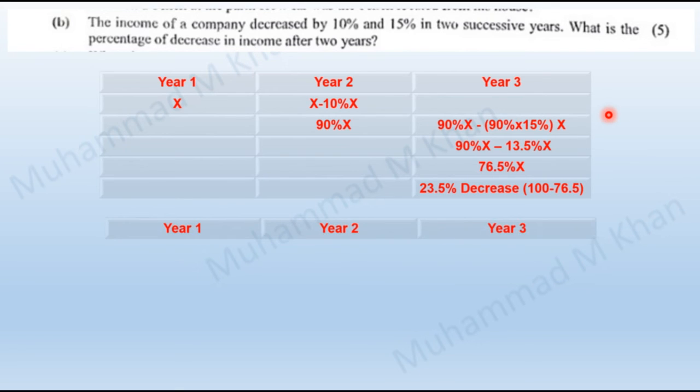Another, or perhaps the easier way would be to assume any value for the first year. For simplicity, let me assume a value of 100 in the first year. It is given in the question that the income of the company in the first year decreased by 10%. So 10% of 100 is 10. So deducting 10% from 100 gives us 90. So the income in year 2 is 90.